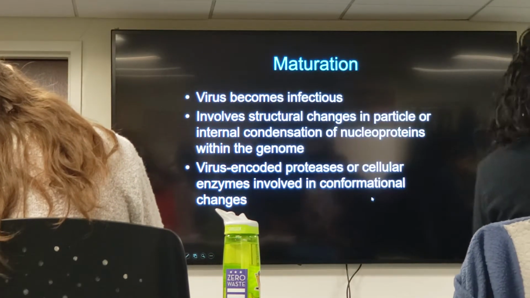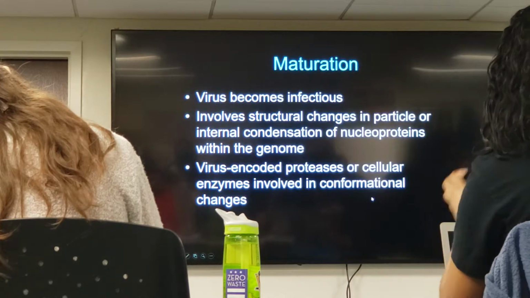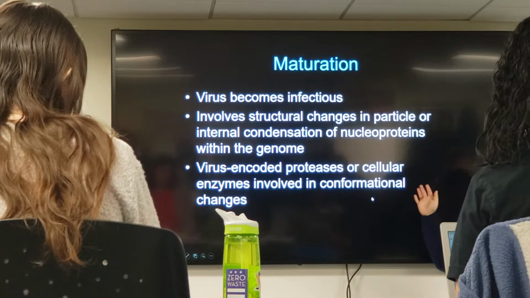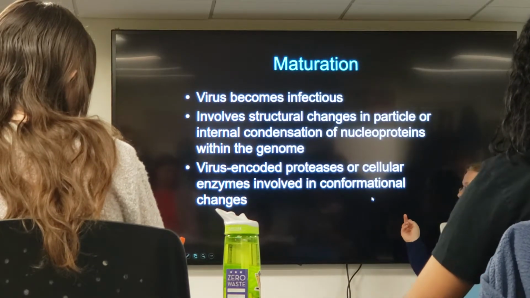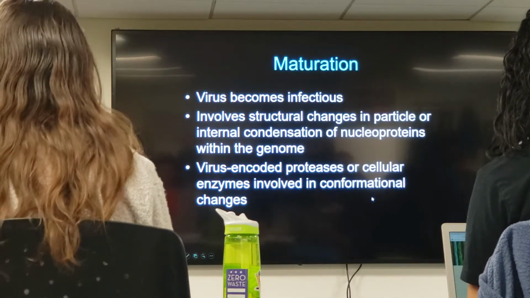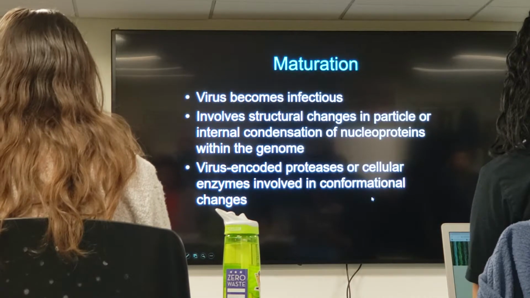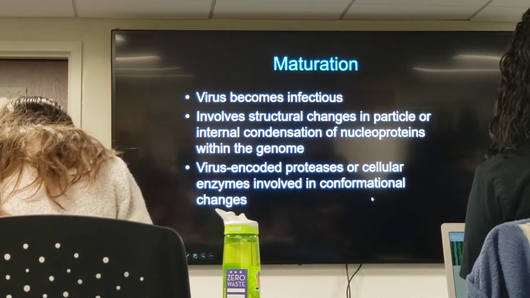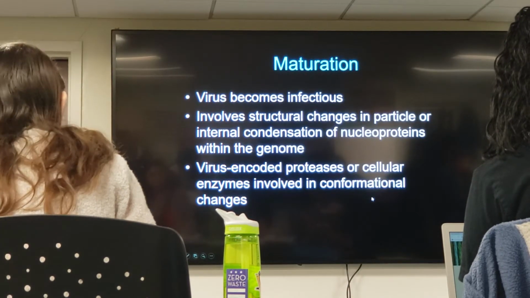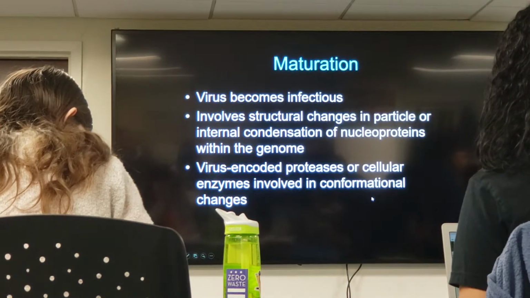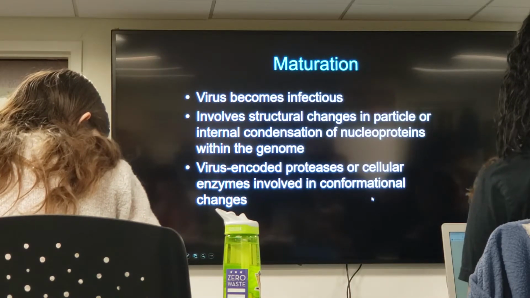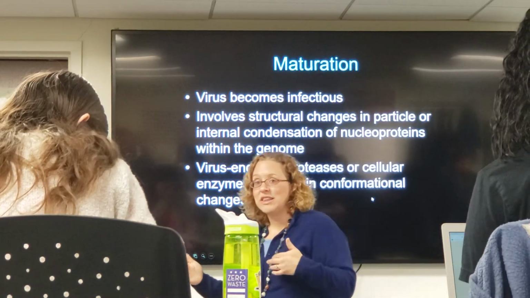Oftentimes, there are structural changes that happen within the nucleoproteins, so within the proteins that are involved or attached to the genome. There are proteases or other cellular enzymes that contribute to these conformational changes that allow that particle to become mature. So sometimes maturation happens within the host cell before it is released, and other times maturation happens in the extracellular environment, so after the particle is released. For example, in the HIV video we watched, you see that HIV becomes infectious after it leaves the cell.